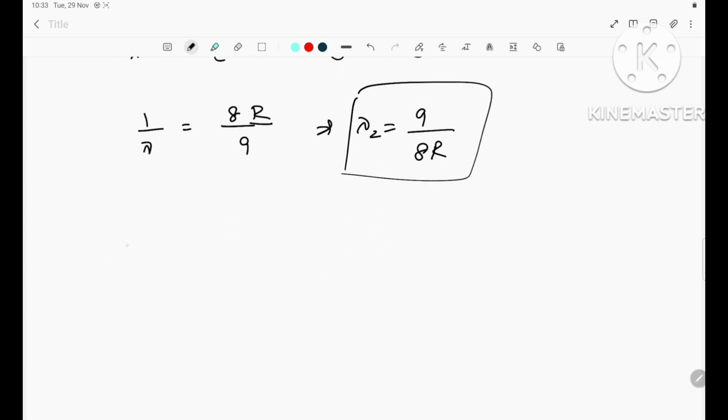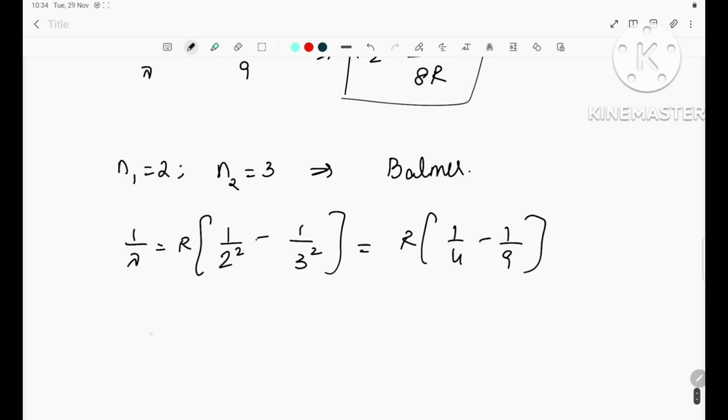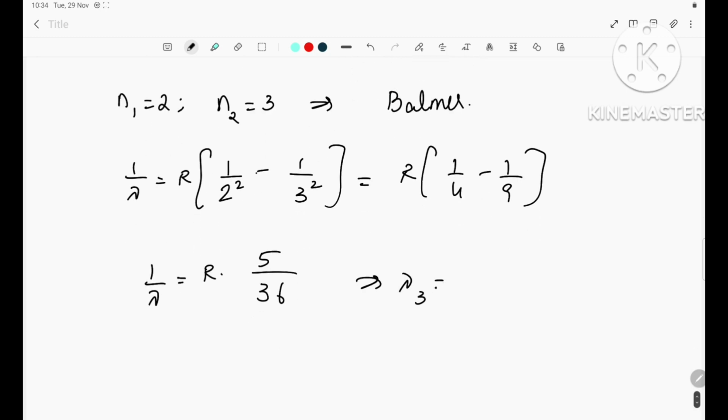And then you have one more line which is coming from 3 to 2. So n1 is equal to 2 and n2 is equal to 3. So this is the Balmer series, first line of the Balmer series. Okay. So in that case you have 1 by lambda is equal to R into 1 by n1 square, that is 2 square, minus 1 by 3 square. So that is R into 1 by 4 minus 1 by 9, which is 1 by lambda is equal to R into 5 by 36. So you have from this the third line will be 36 by 5R.